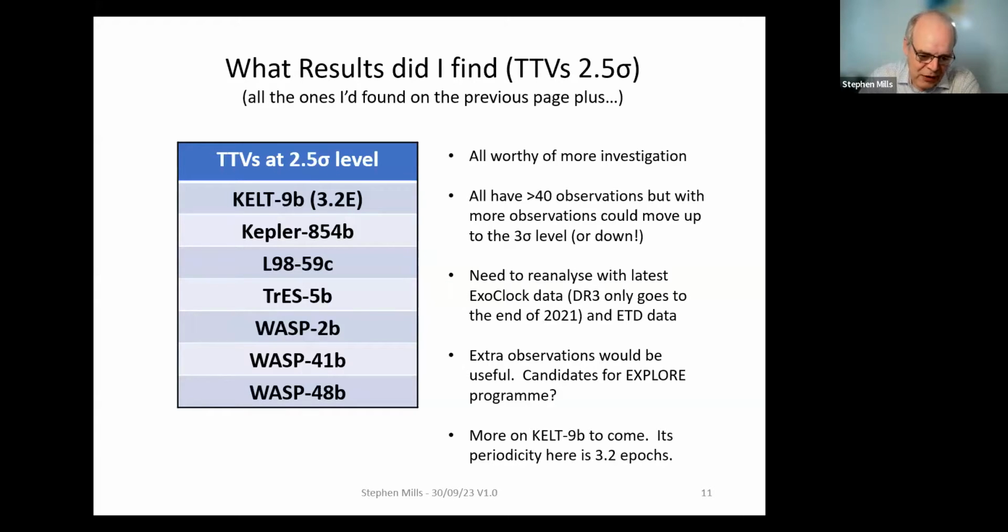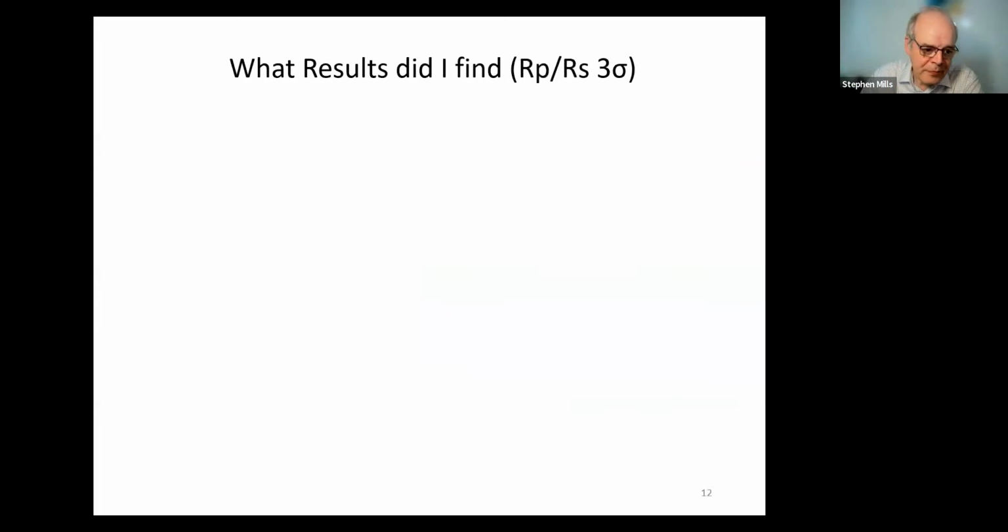There is some extra data out there for most of these planets, which at some point in the future I will add into the analysis and see what happens. And as it says down the bottom, these would be good candidates for the Explore program. The one I'll draw your attention to in particular is Kelp 9b at the top. Although I didn't find TTVs at the 3 sigma level, there were TTVs at the 2.5 sigma level with a periodicity of 3.2 epochs. And remember that number because it comes up in the next slide.